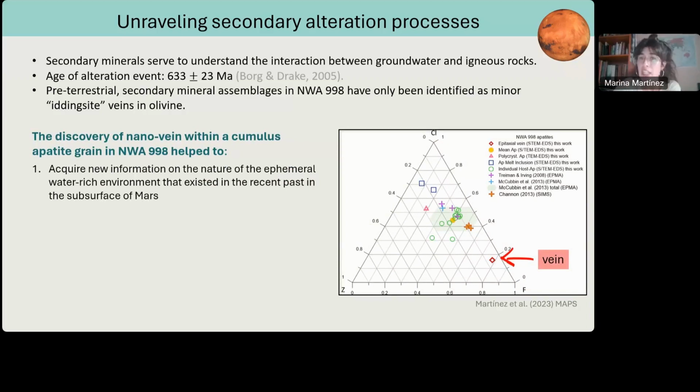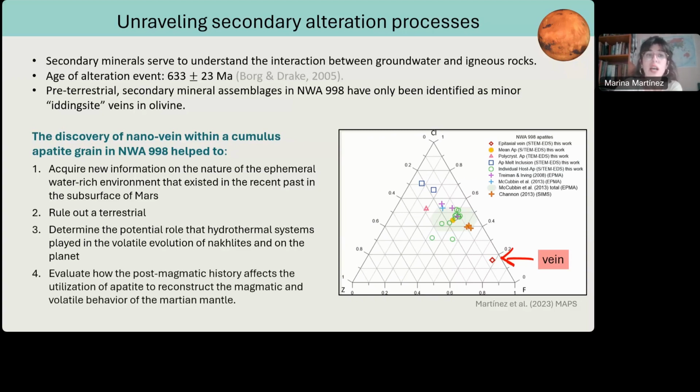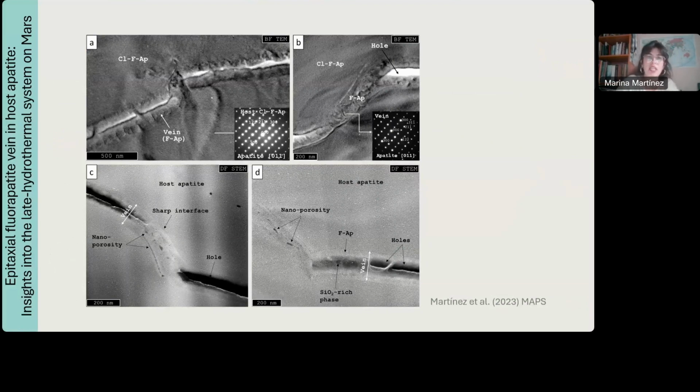The vein had a composition that was very different from anything else in the literature on this meteorite. We rule out a terrestrial origin; I will go over it later. We determine the potential role that hydrothermal systems played in the volatile evolution of nakhlites and on the planet. And we evaluate how the post-magmatic history affects the use of apatite to reconstruct the magmatic and volatile behavior of the Martian mantle. So these are the images of the vein.